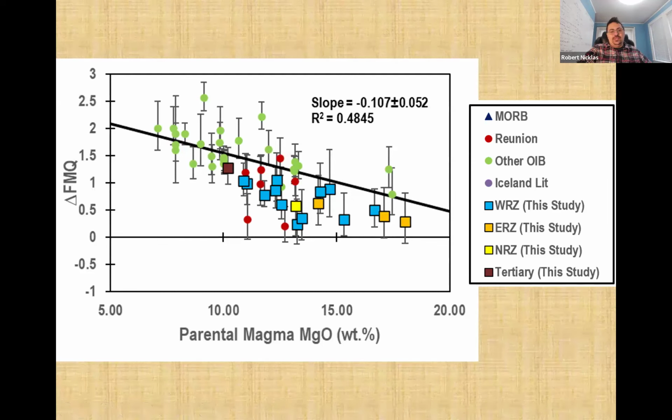The slope is resolved from 0. Even this is a 95% confidence interval, even when considering the error bars. We found that with the parental magma MgO content, which we calculated in each case, lower parental magma MgO contents are more oxidized and higher parental magma MgO contents are more reduced.